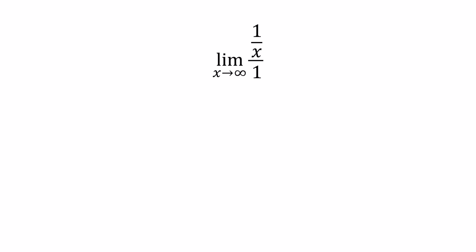Simplifying gives the limit as x approaches infinity of 1 over x. As x grows large, the denominator grows large while remaining positive. Hence, our overall function grows smaller and remains positive as x grows large. Hence, our final limit is 0.